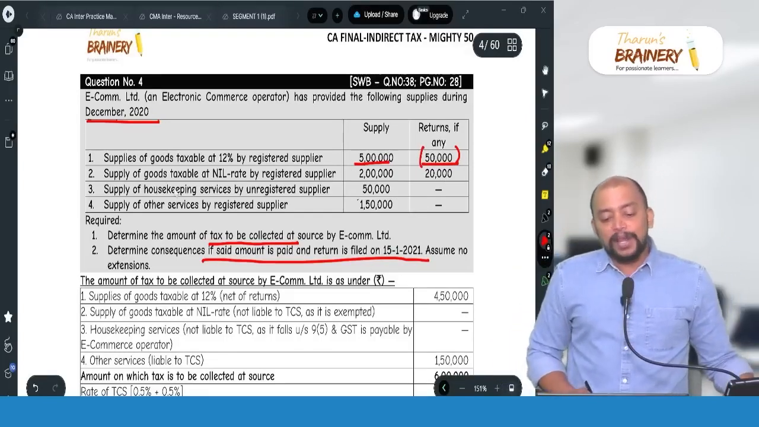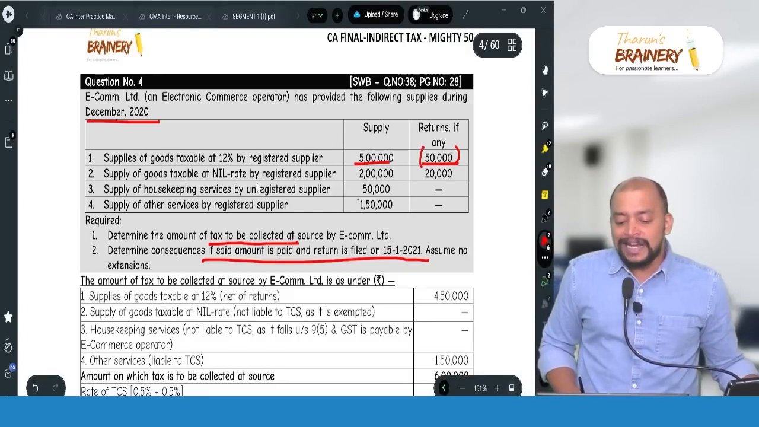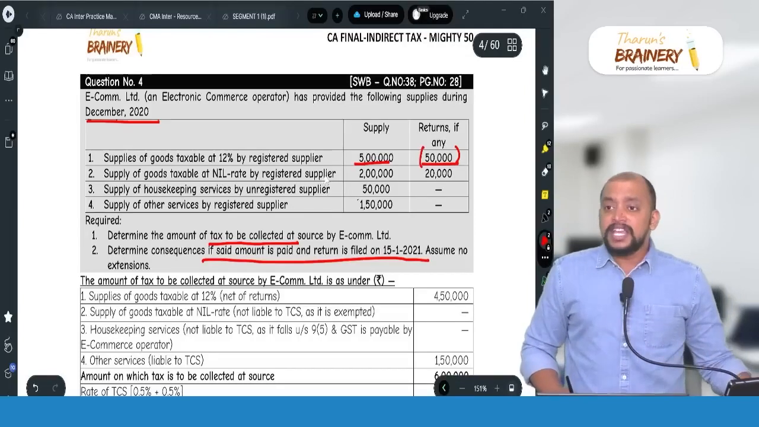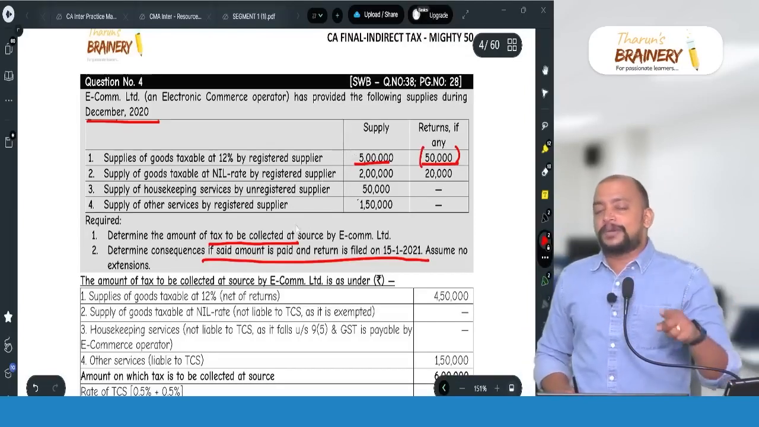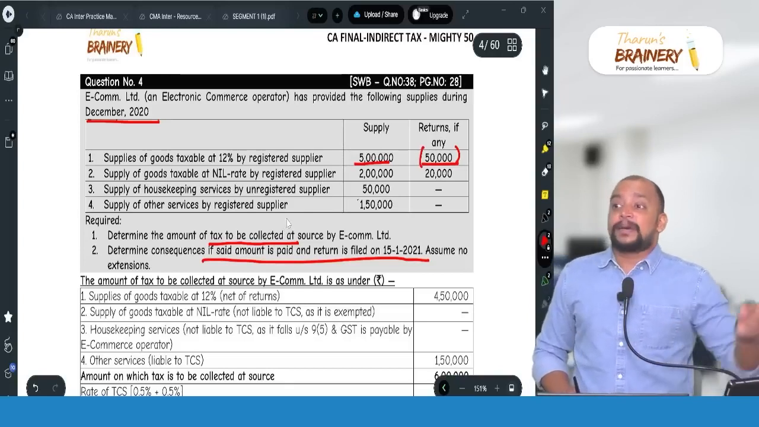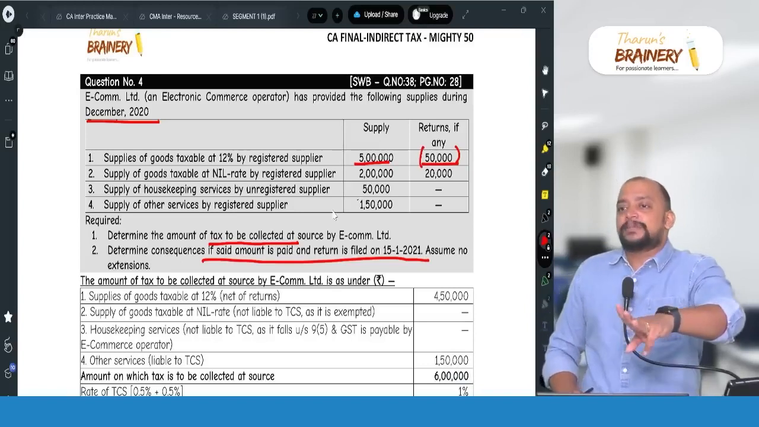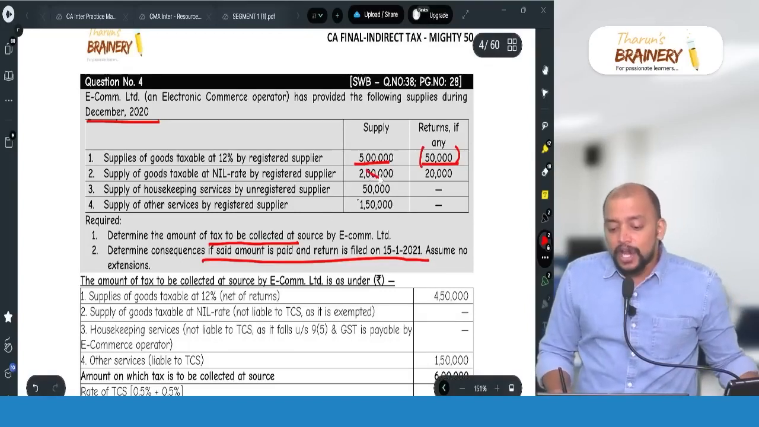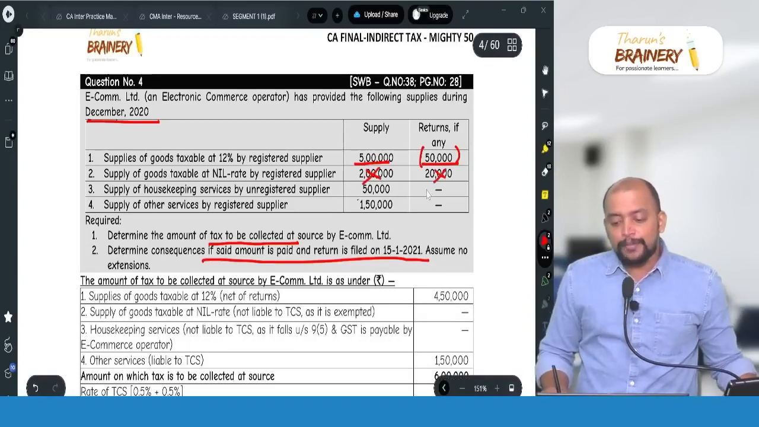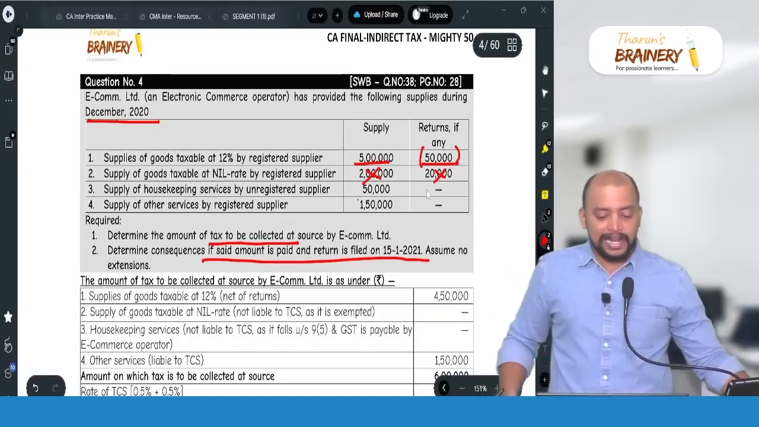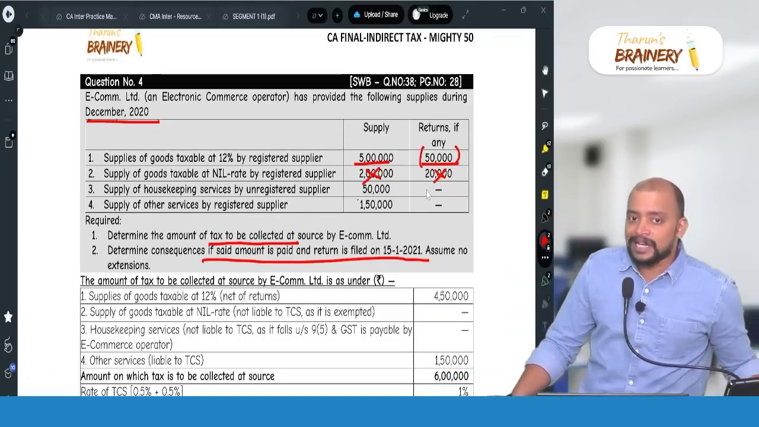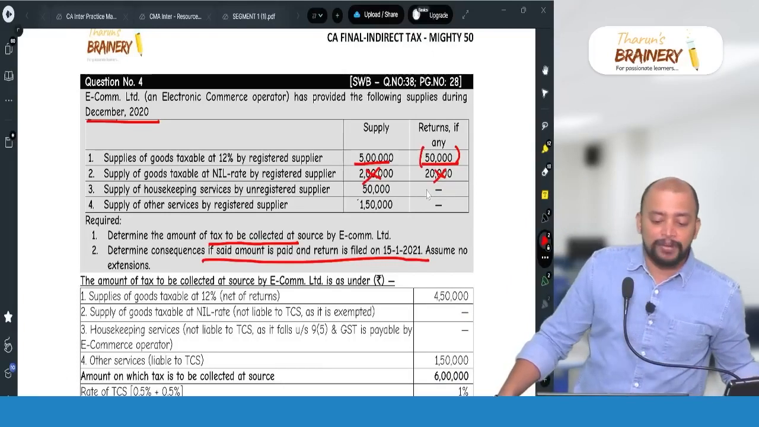Then, supply of goods taxable at nil rate by a registered supplier. Even though supplies are through an e-commerce operator and the supplier is registered, they are not taxable supplies. They are exempted supplies. TCS is not applicable, so computation is not required in that case. But we need to write the note clearly as to why TCS is not applicable.